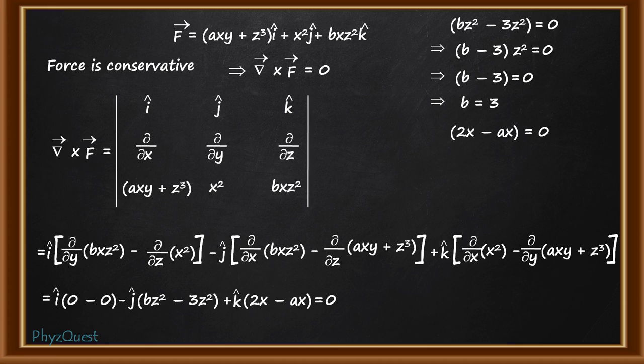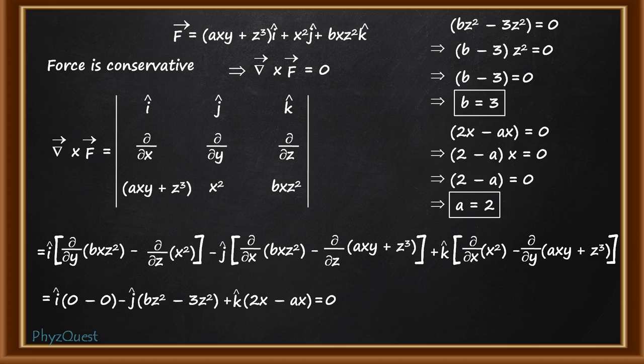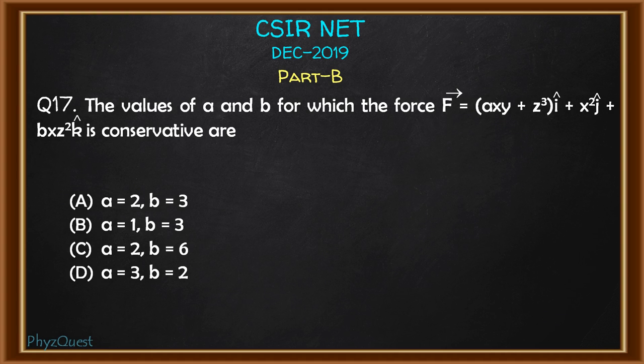Now 2x minus ax equal to 0. Again you take x common, so this will give (2 minus a) x is equal to 0. Again x is not equal to 0, which implies 2 minus a is equal to 0, which shows a is equal to 2. So we have got b is equal to 3 and a is equal to 2. These are the numerical values we have got. Now let's check the options. If you check the options, you can see that option A is matching with our result. So the correct answer for this question is option A.